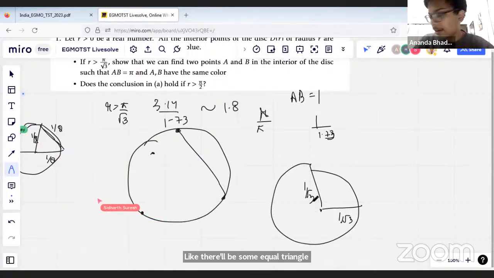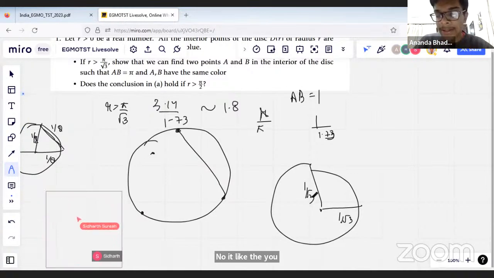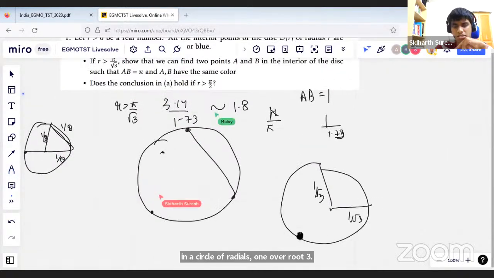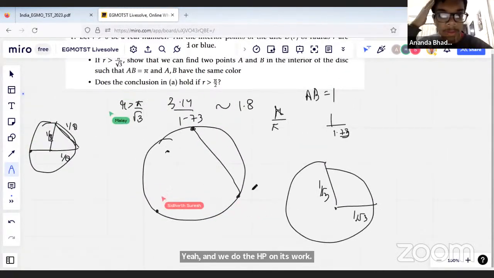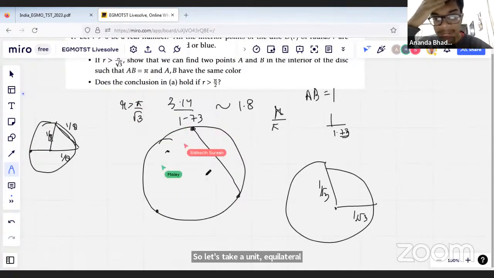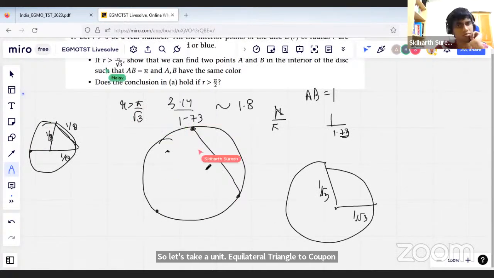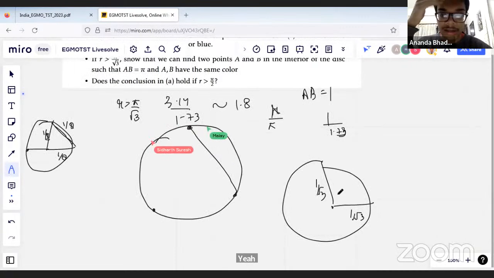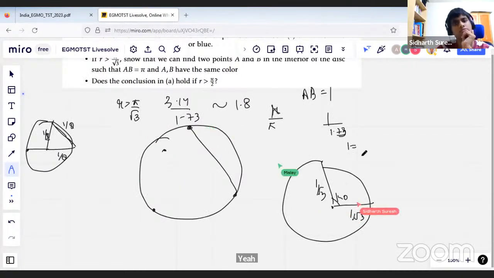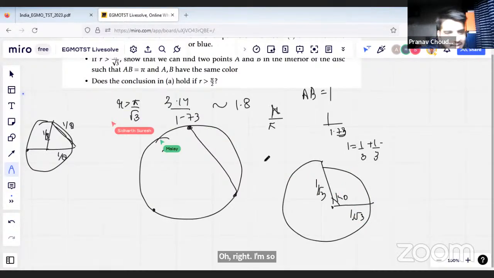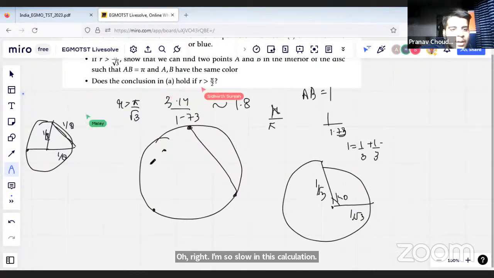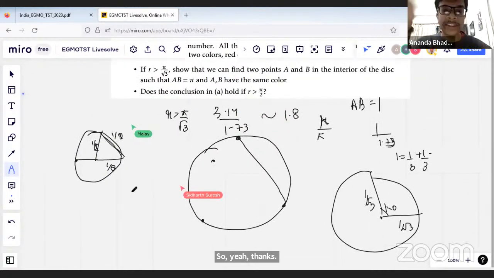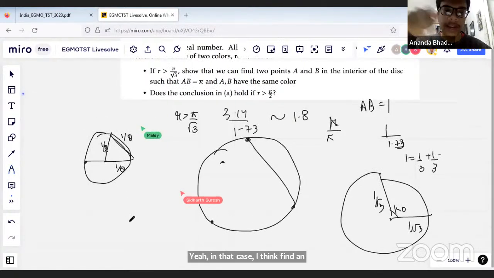No, the unit equilateral triangle is inscribed in a circle of radius 1 over root 3. And we do PHP on its vertices. Let's take a unit equilateral triangle. Two points should have the same color. Oh, right. Yes. Wait, is this angle 120 then, though? Oh, right. I'm so slow in this calculation. So, yeah, fine. That works. But what if R is greater than that? In that case, I think we find an odd cycle other than an equilateral triangle.